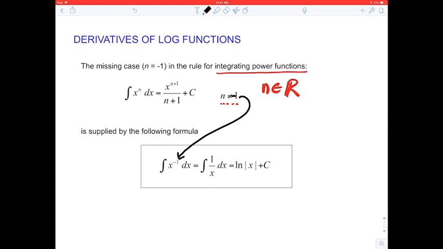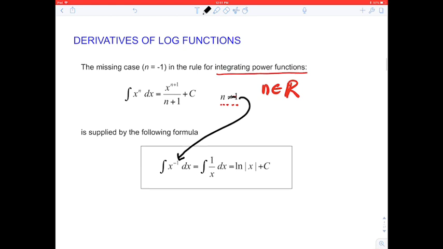which is the integral of 1 over x, is equal to ln of x. As we can see, based on the differentiation formulas, we know what the integral of 1 over x is. Okay, that means this will be our new formula, the missing part from Calculus 1.